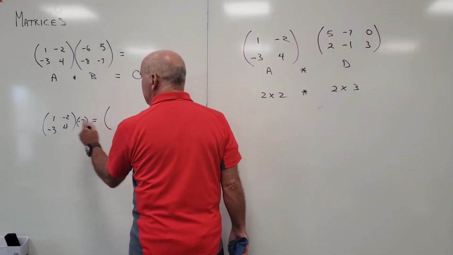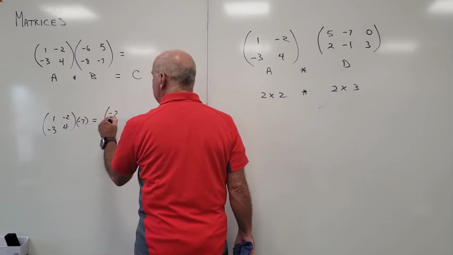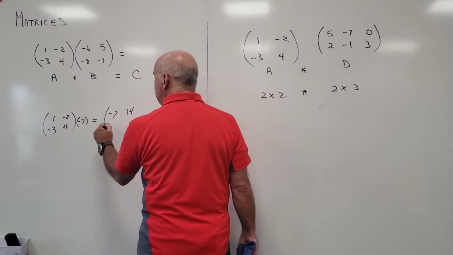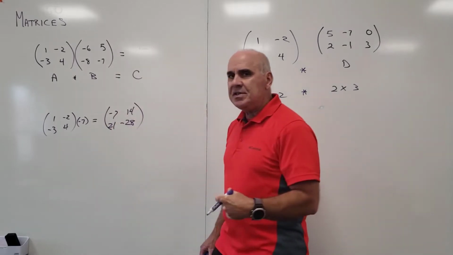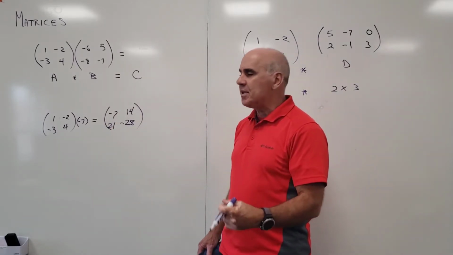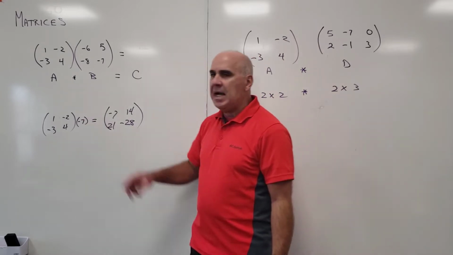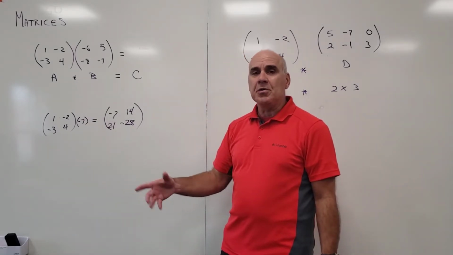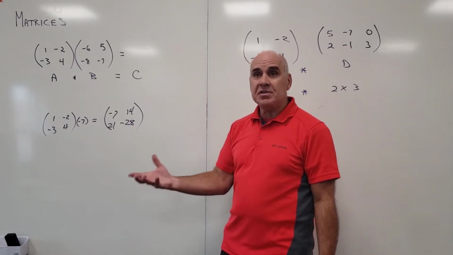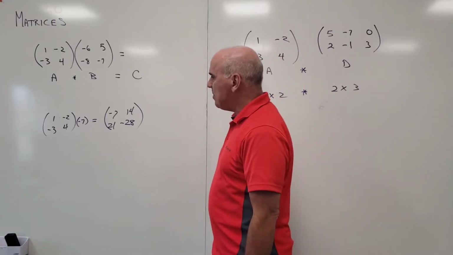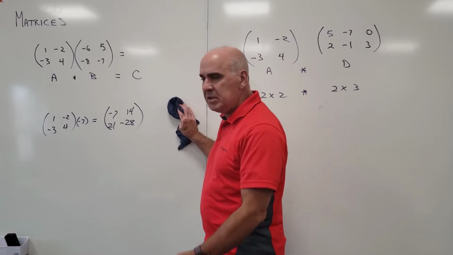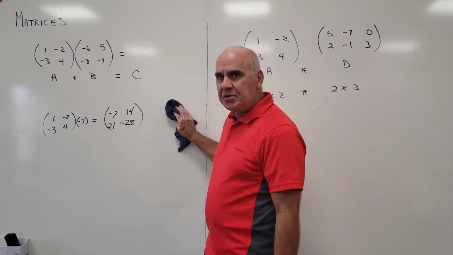So this would be another 2 by 2 matrix. It would be -7, +14, +21, and -28. So I just take every element inside the matrix and I multiply it by that. I'm going to call it a scalar quantity. It's not a matrix, it's just a number. All right? And that's how you multiply a matrix by a number. So that's pretty straightforward. I'm not going to get into that in too much detail.